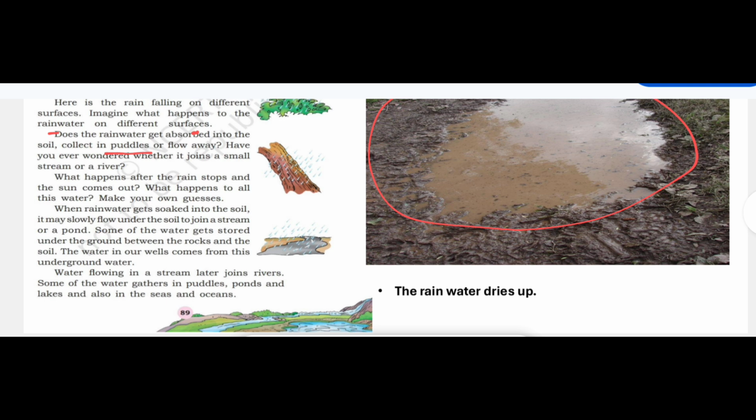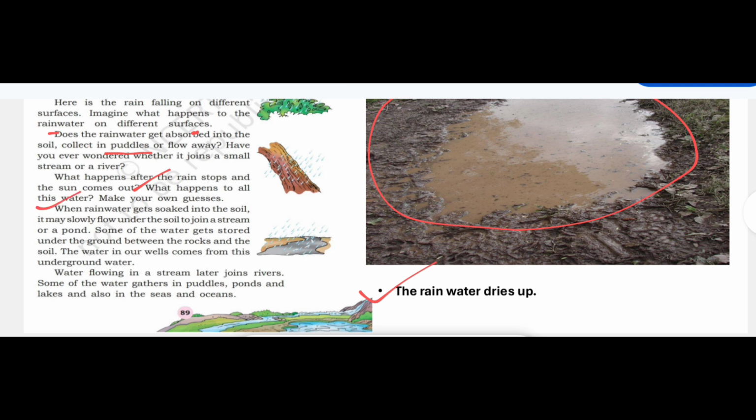So now what happens after the rain stops and the sun comes out? The rainwater dries up. Right? It doesn't stay on the surface for a very long time. It gets absorbed, it evaporates, it dries up. Now, what happens to all the water? Make your own guess.